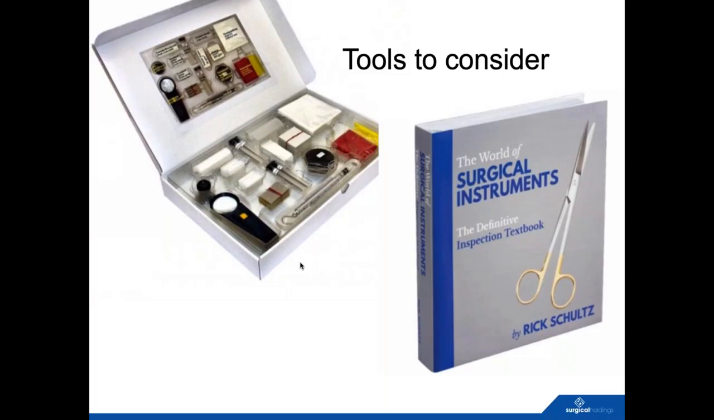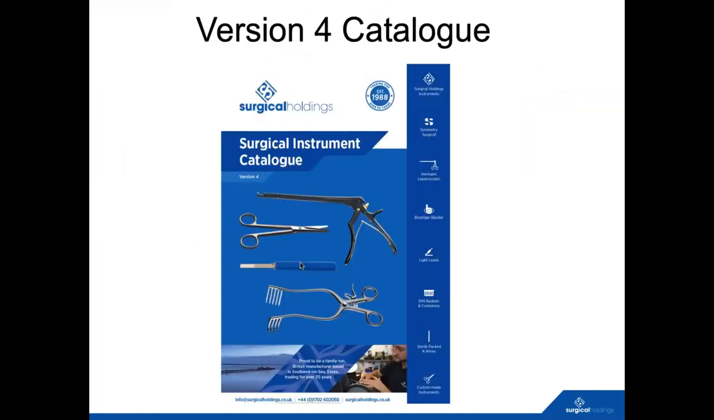Rick Schultz's book, as I mentioned, and his cards, although there are some slight differences between the UK and the US in terms of the names of the instruments, this is the best illustration and certainly the best publication I've ever seen for our industry. And catalogues, not just our new version 4 catalogue, but any instrument catalogue is always a good resource for learning. I think having instrument catalogues on the shelf, as we move to an age of electronic catalogues, I like to think the hard copy catalogue will be around for a long time for surgical instruments.